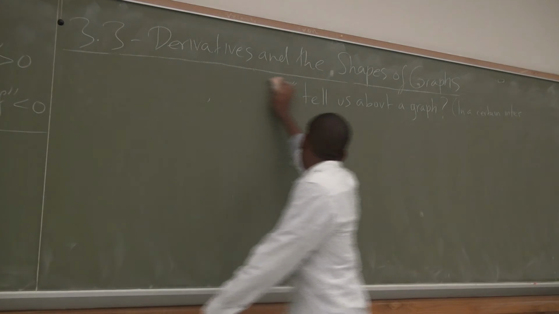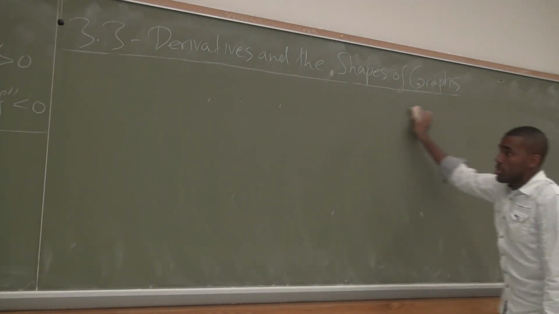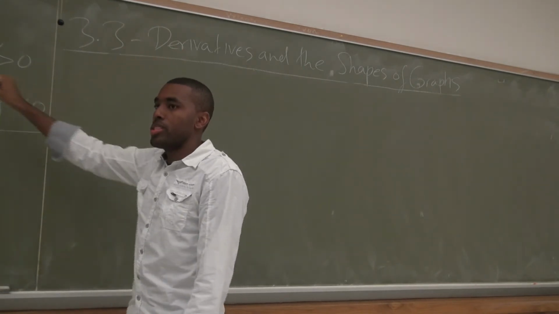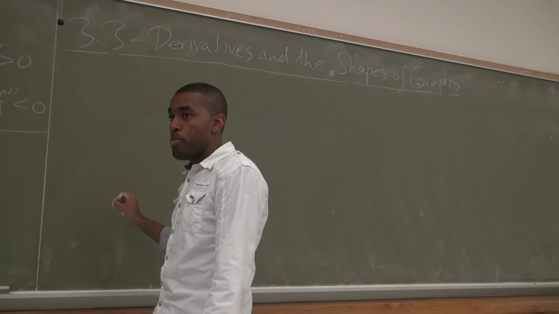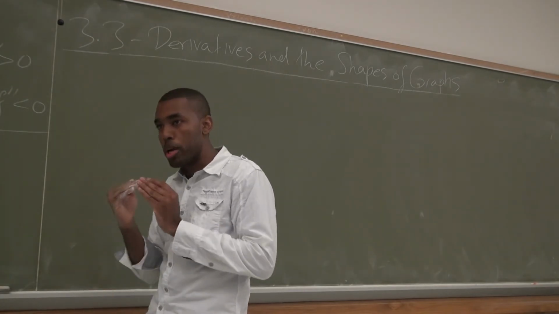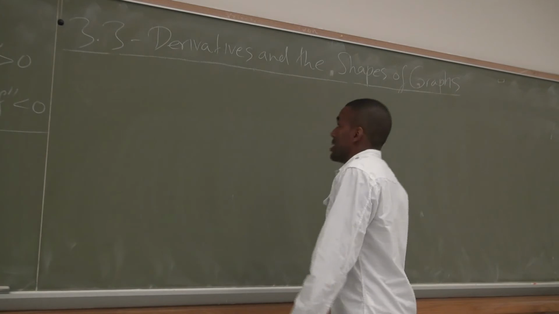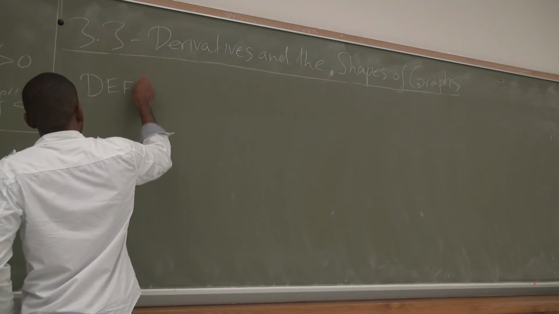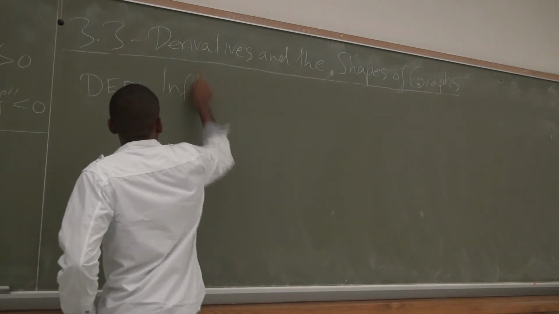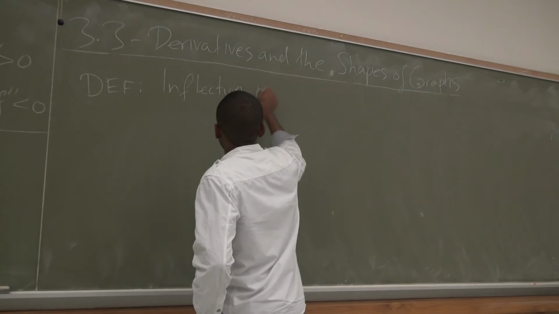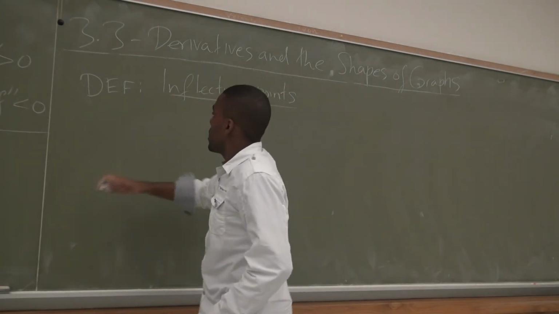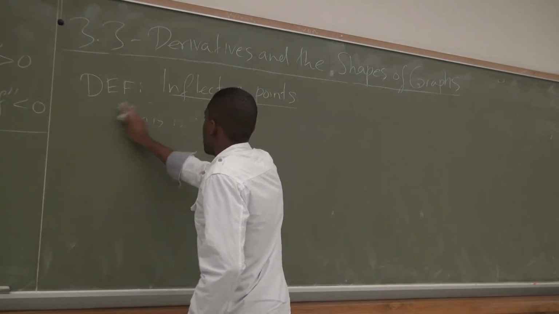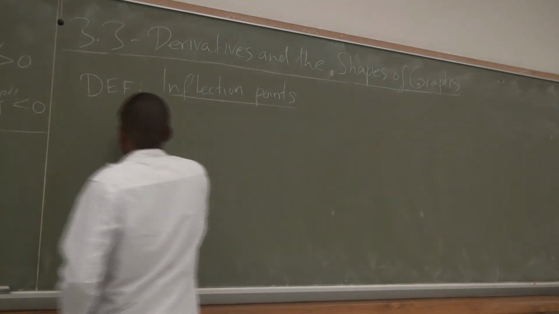So now we know increasing means you're going up as you move from left to right. Decreasing means you're going down as you move from left to right. Concave up means you're shaped like a cup. Concave down means you're shaped like a frown. Okay. There are things called inflection points. An inflection point is a point where you actually switch concavity.